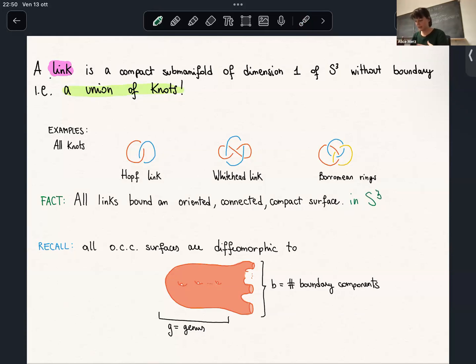So inside the 3-space, I recall which ones are the oriented connected compact surfaces, because these are all classified. And so these are all diffeomorphic to something like in this picture. They are classified by 2 numbers, basically: their genus, so the number of holes in the donut, let's say, and the number of boundary components. So here, how many boundary components I have in the surface. And so these two numbers just completely determine the surface I'm considering.